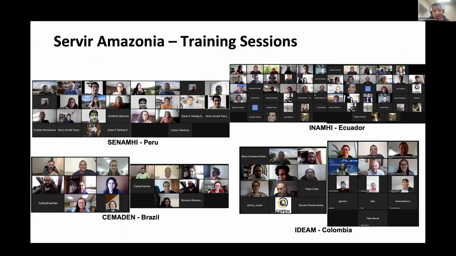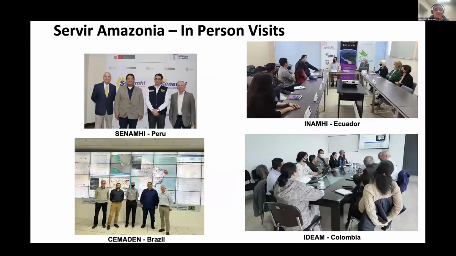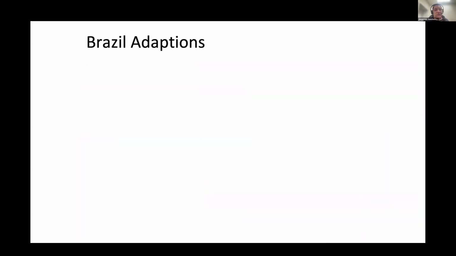We had several training sessions about the use of the GEOGloWS model, the capabilities, the services, according to the needs in each country. We did in-person visits to these countries to discuss directly with the users what they want of this service, how they want the results to be displayed, and what capabilities they see that can be customized. And all of these activities together end up in the customization of three different services in each one of these countries.